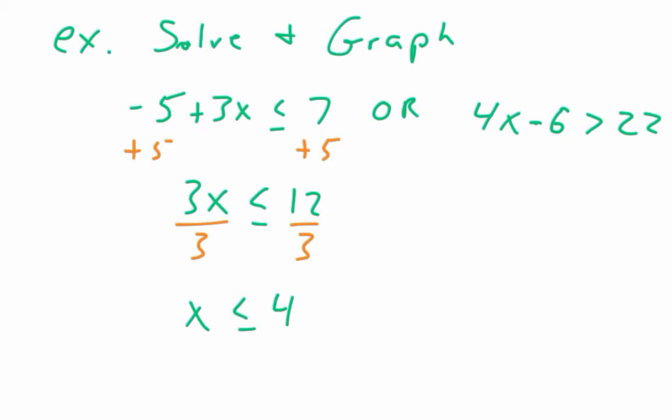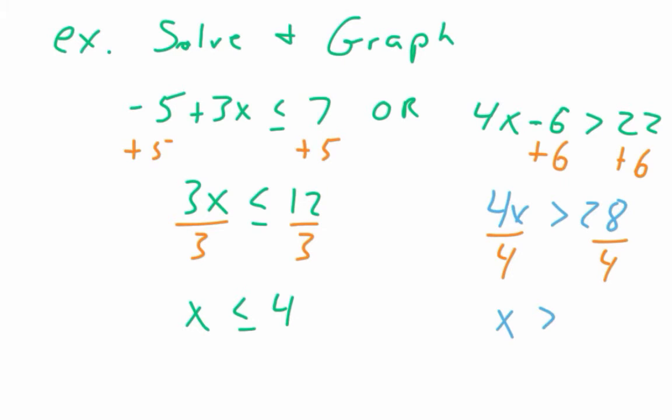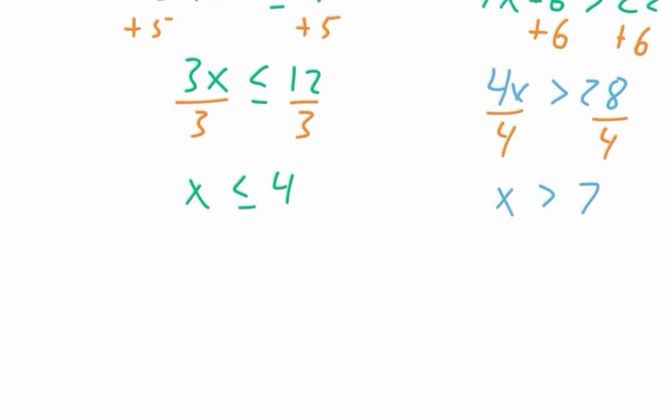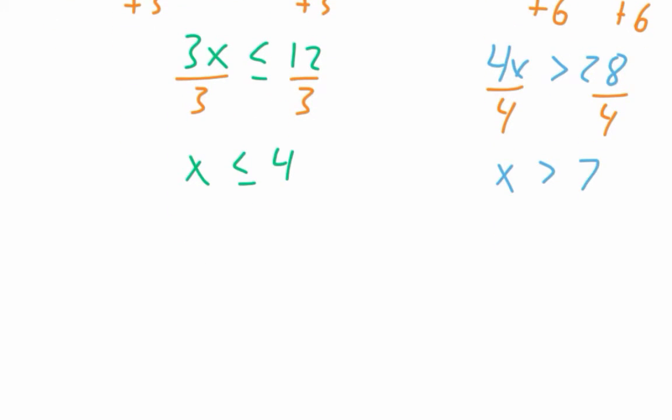Now I could go and do the same thing over on this other side. I'm going to start by adding 6 to both sides. And I'll say 4x is greater than 28. And then divide by 4. X is greater than 7. So really for these, doing union, it's really just two separate problems.